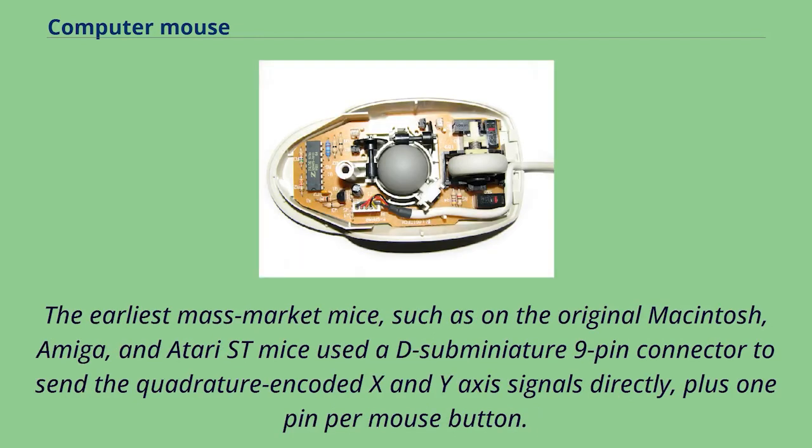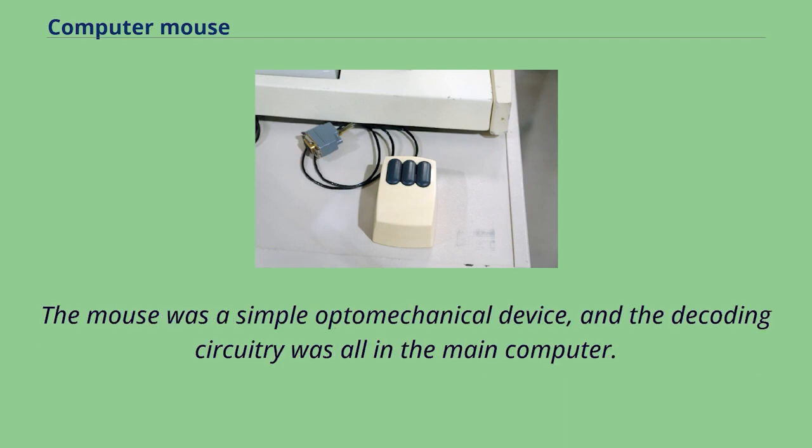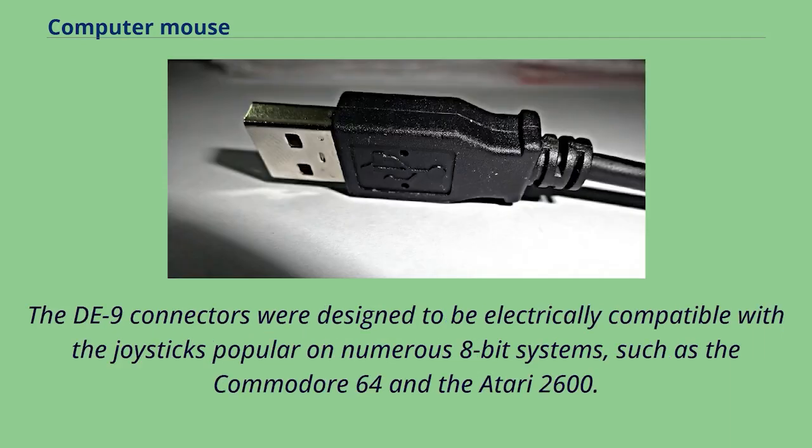The earliest mass-market mice, such as on the original Macintosh, Amiga, and Atari ST, used a D-sub-miniature 9-pin connector to send the quadrature encoded X and Y-axis signals directly, plus 1 pin per mouse button. The mouse was a simple optomechanical device, and the decoding circuitry was all in the main computer. The D9 connectors were designed to be electrically compatible with the joysticks popular on numerous 8-bit systems, such as the Commodore 64 and the Atari 2600.